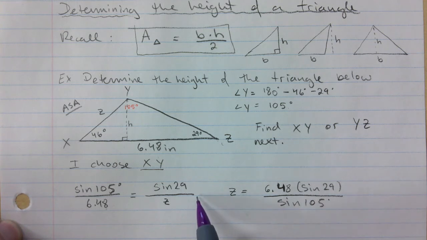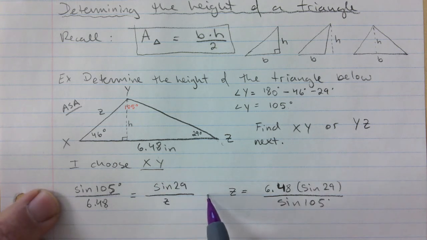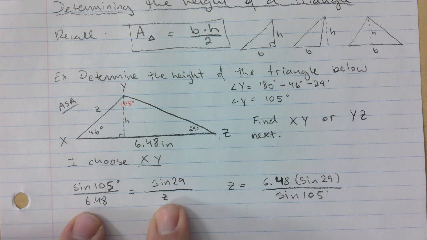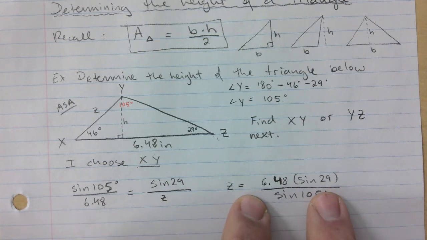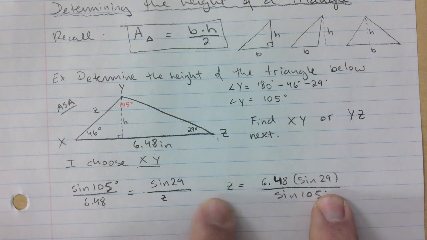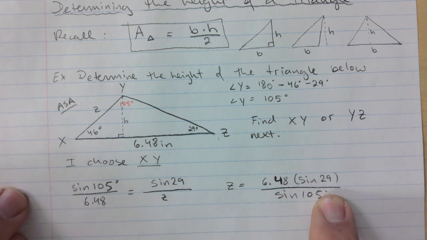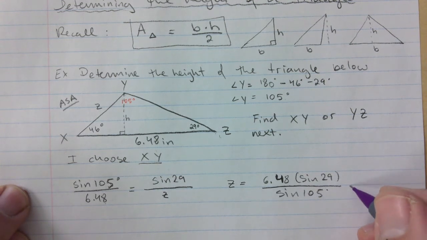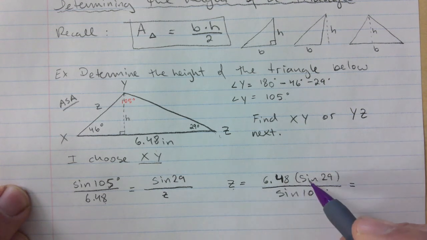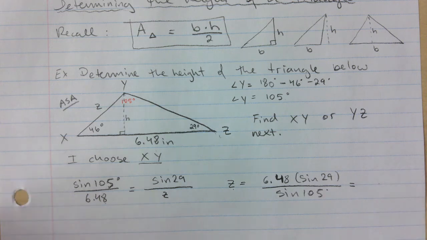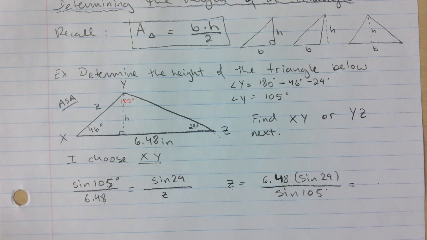So please don't set up and then put equals and then this whole thing, okay? This is your first proportion. You set this up and then you rewrite it either below or beside. It's up to you, but don't just have a bunch of equal signs until you get the final answer, okay? Here you can say z is equal to this, which is also equal to a value, a number, right? So let's go ahead and find that. 6.48 sine of 29 over sine of 105.